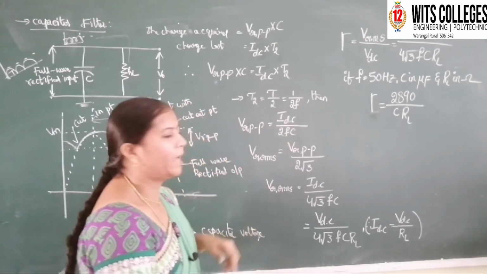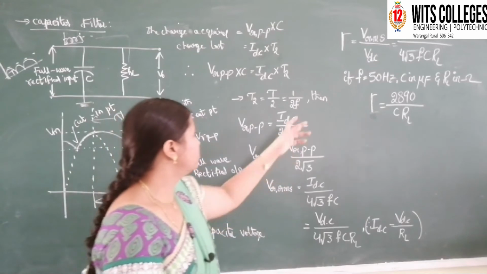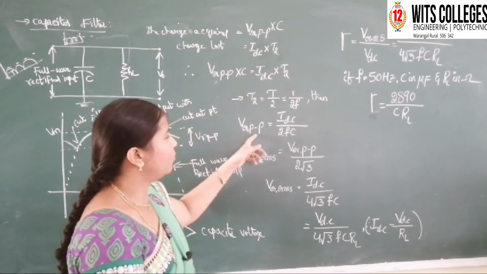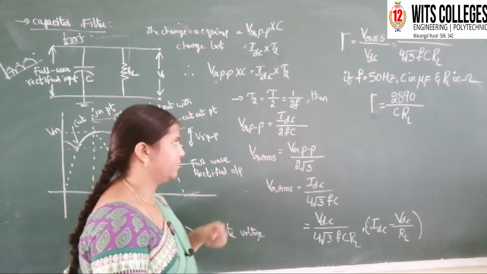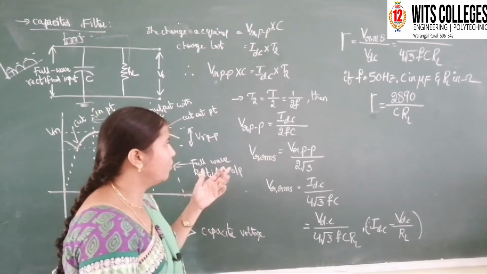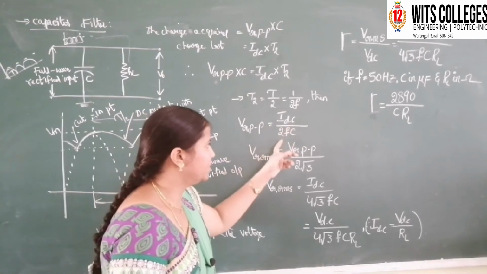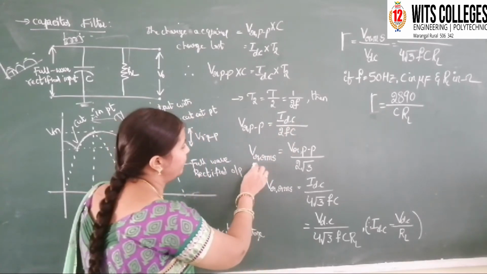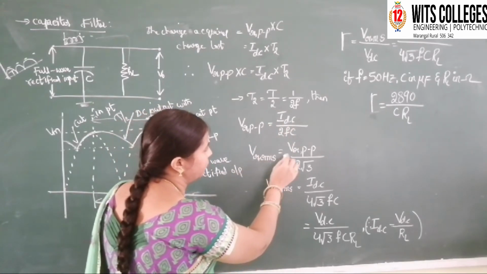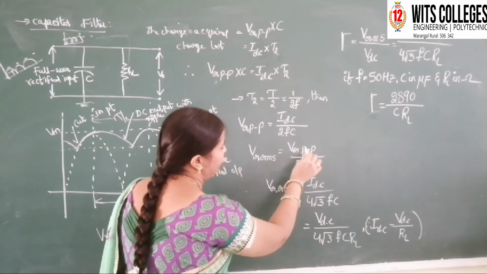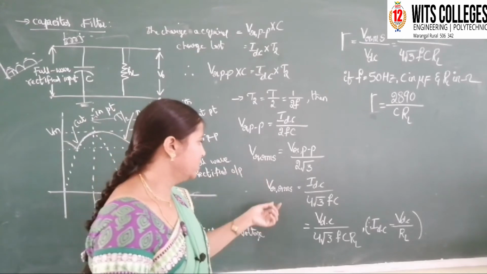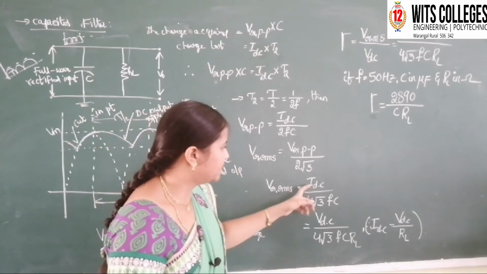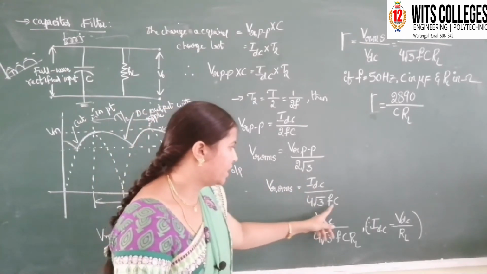Now, you can write time period equals 1 by F. So the ripple peak to peak voltage equals IDC by 2FC. Ripple peak to peak voltage equals DC voltage by 2FC. So the ripple VRMS voltage equals the ripple voltage peak to peak by 2 root 3. This is the RMS voltage. Its RMS voltage you can write like this, IDC by 4 root 3 FC.